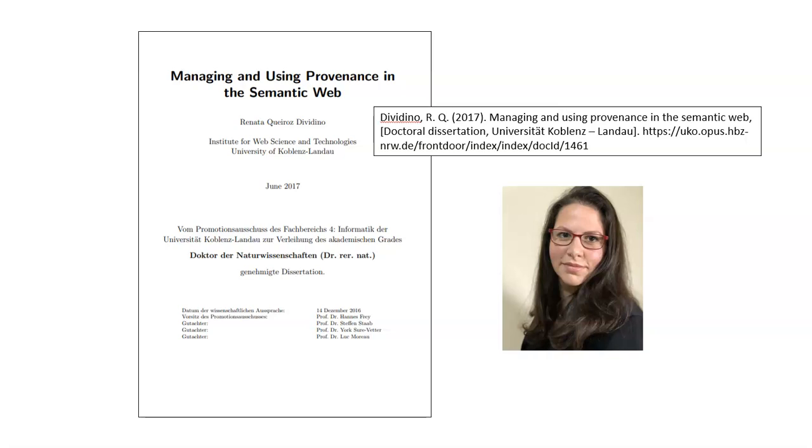Here's an example that I found. A free open thesis by an important researcher here at Brock, managing and using provenance in the semantic web. So it's there and citable. You can read it, download it, and use it as well.